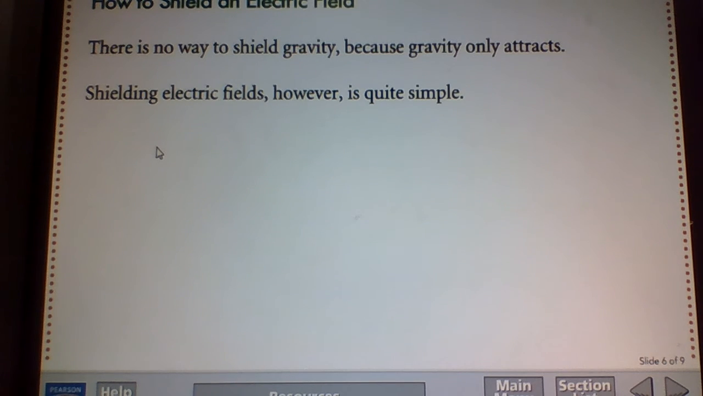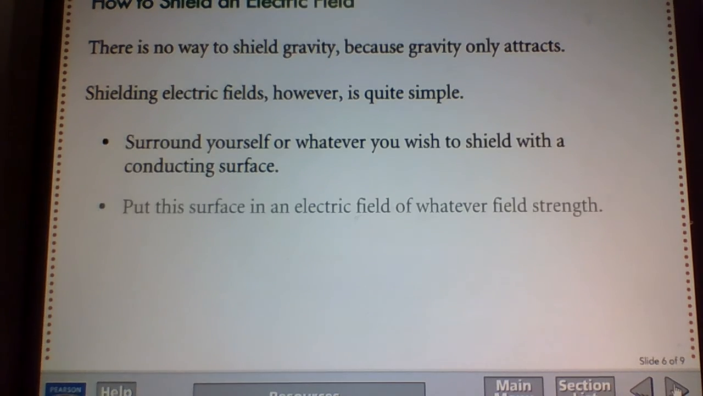So how do we shield an electric field? It's pretty simple. Basically, all you have to do is surround yourself or whatever you want to protect with some kind of conducting surface, usually a metal.